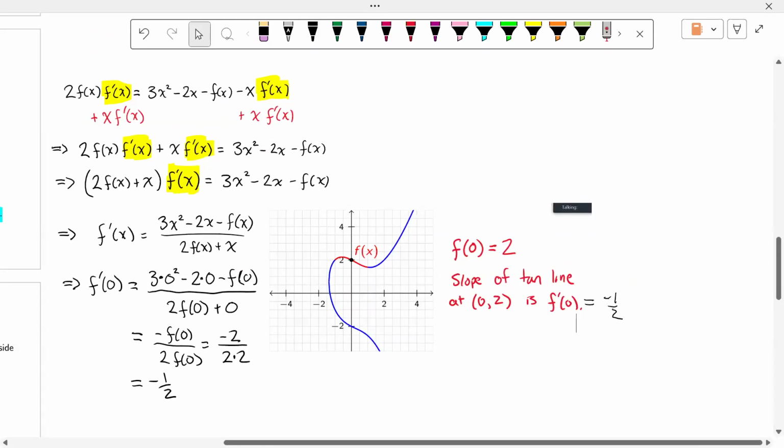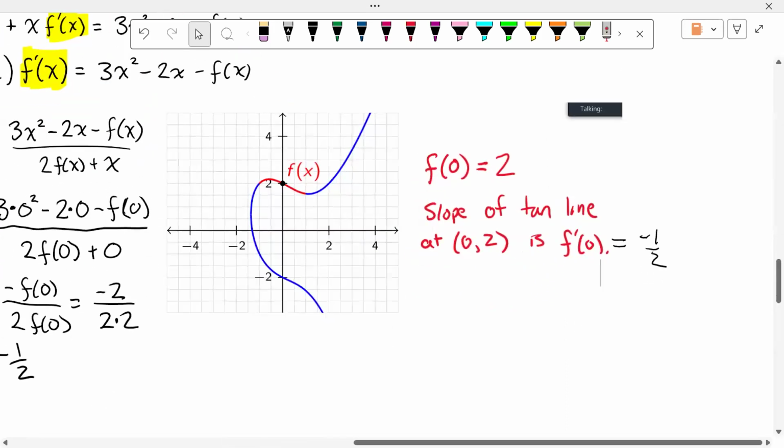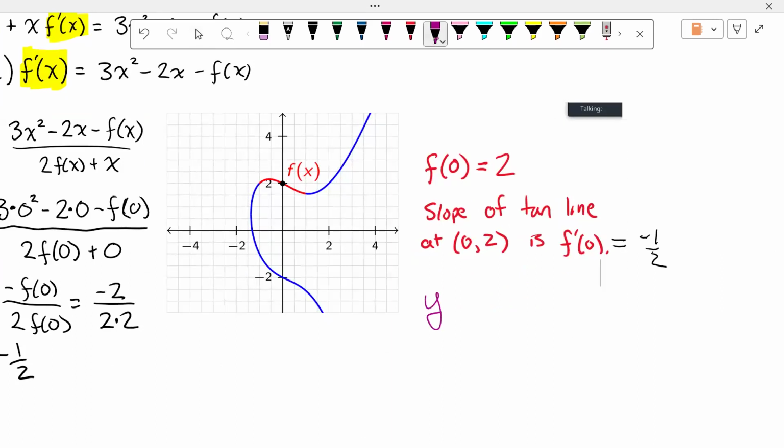Just to recap, what we did was we replaced y with f of x. We differentiated both sides, and then we solved for f prime. After we solved for f prime, we evaluated at the x coordinate of the point of interest. And so now we can get the equation of the tangent line. The equation of the tangent line here is the following: negative 1/2 x plus 2. And you could check it by plotting it if you wanted to.